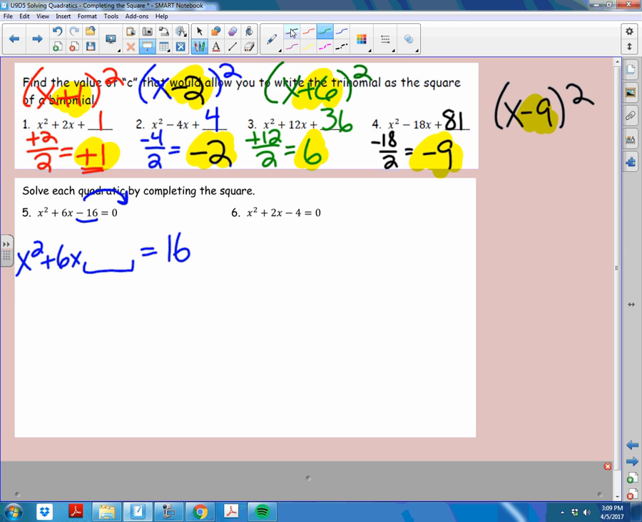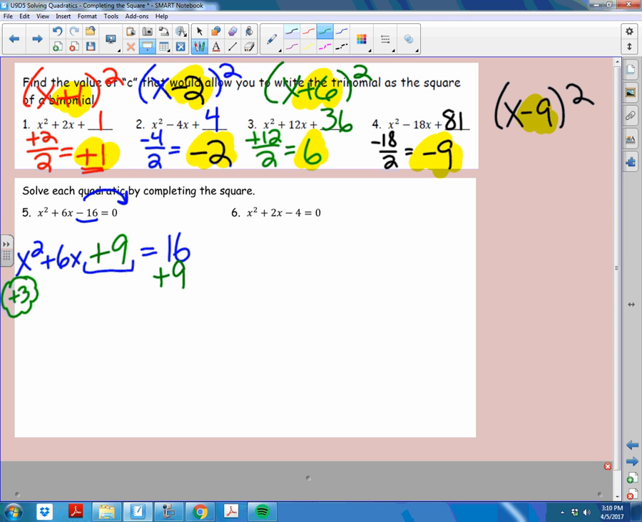Now we're going to take half of b. What's half of b? Positive 3. By the way, I would write that over here in the corner, something you're going to need later on, and square it. 9. So I'm going to add 9 right here. It's half of b squared, and I add it. That's step 2. But it also says I need to add it to both sides.